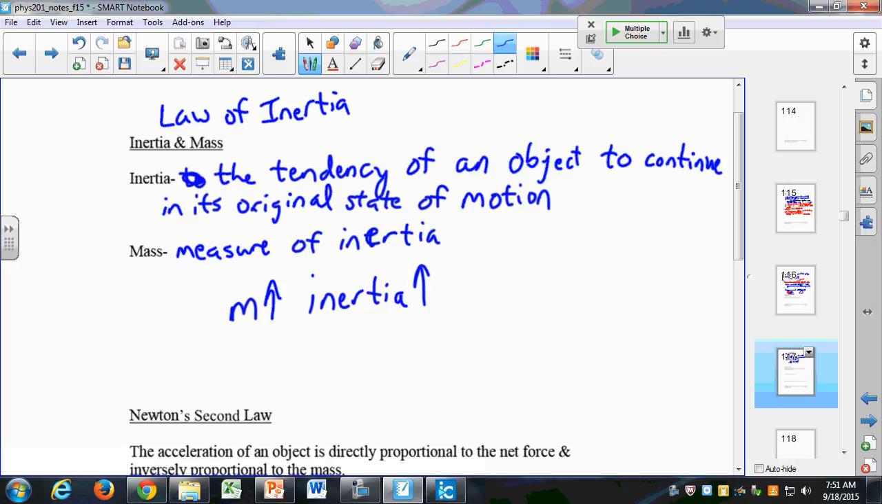That means that it's going to be very difficult to change its state of motion. So if it's stationary, it's going to be hard to get it moving. If it's moving, it's going to be hard to stop it, right? On the other hand, if you have a really small thing with a small mass, it has a very low amount of inertia, so it's going to be very easy to change its state of motion.